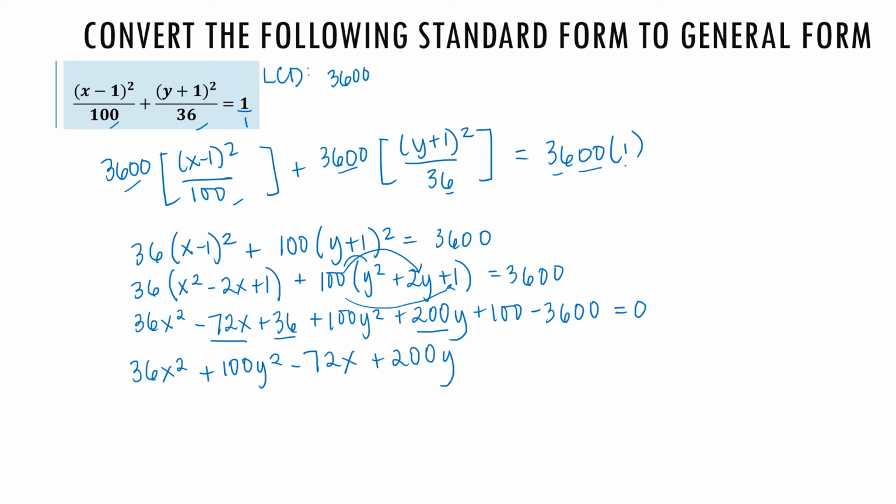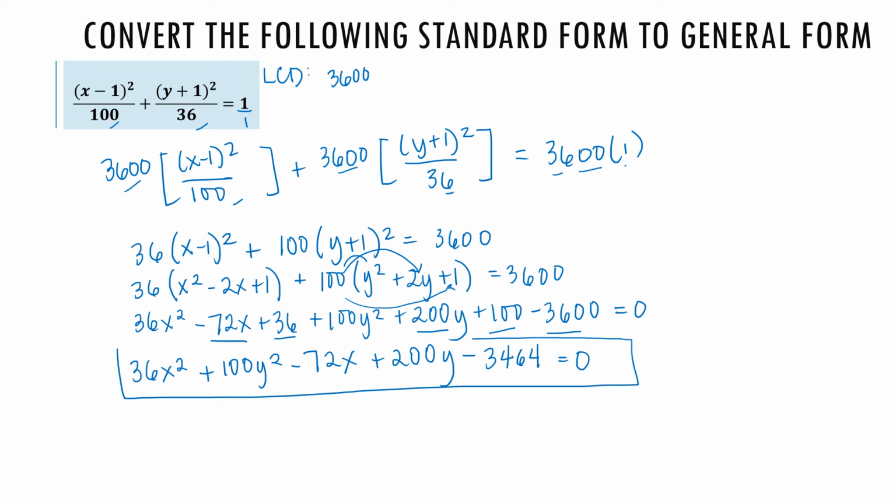We have 36 plus 100 minus 3,600 is negative 3,464 equals 0. And this is the general form of the equation of this ellipse.